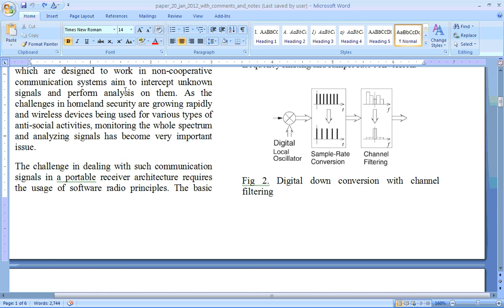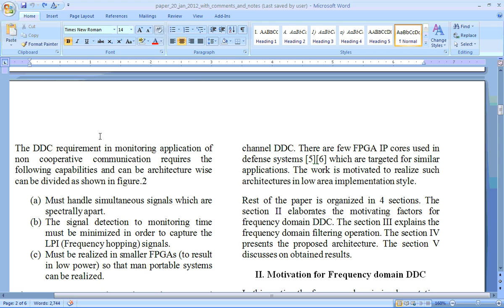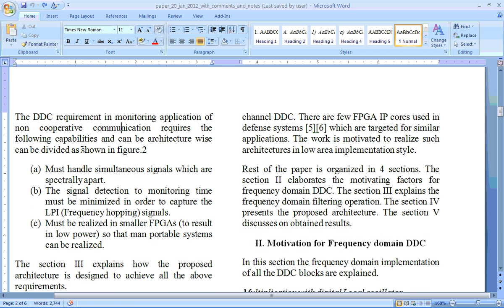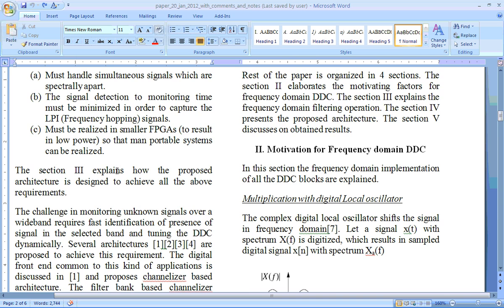So what we are saying now, we are talking more about the DDC now. The DDC requirement is in the monitoring application, so that application is called monitoring. Understanding the other communication signal information: application of non-cooperative communication requires the following capabilities and can be architecture-wise divided into the following, shown in figure 2.